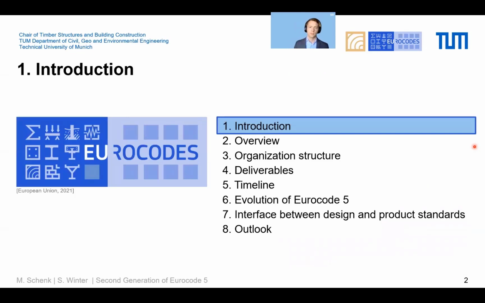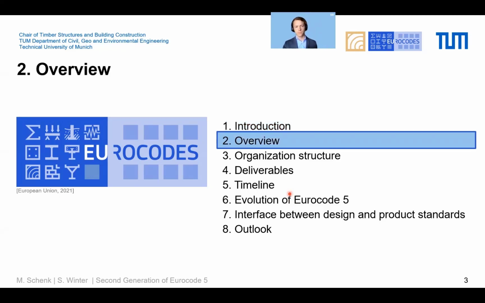The presentation on hand consists of the currently held introduction, an overview about the Eurocodes, a brief look into the organization and structure of the committee, the deliverables that the committee prepares right now, the expected timeline for all of this, the evolution of the contents of Eurocode 5, and the interface between design and product standards. Finally, we'll end up with an outlook to global standardization. Now let's start with the overview.